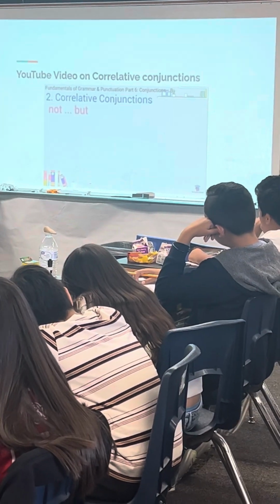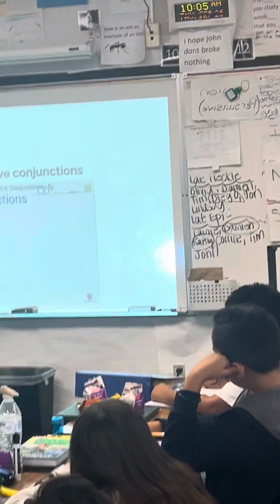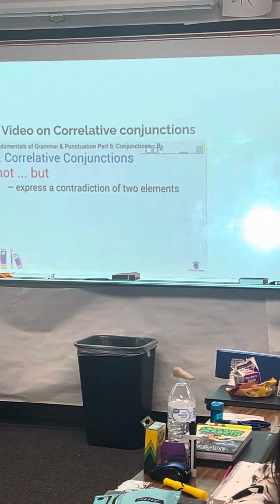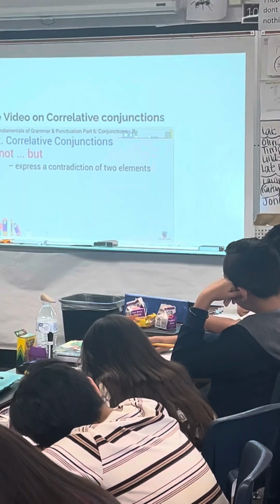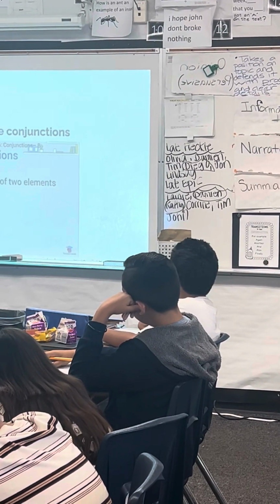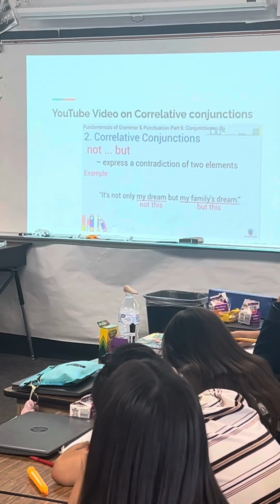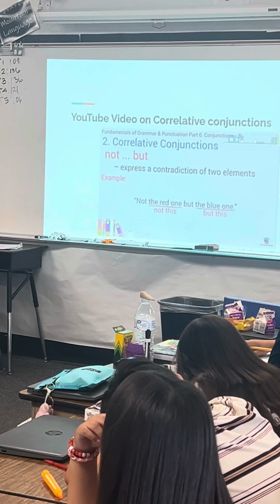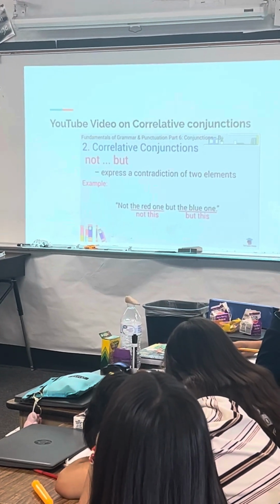Next, not but. The not but pair is used to express a contradiction, negating the first option while emphasizing the second. In other words, the first option is not the right one, but the second one. Example, it's not only my dream, but my family's dream. Not the red one, but the blue one. Pretty understandable, right?